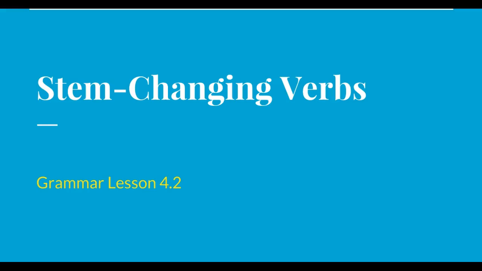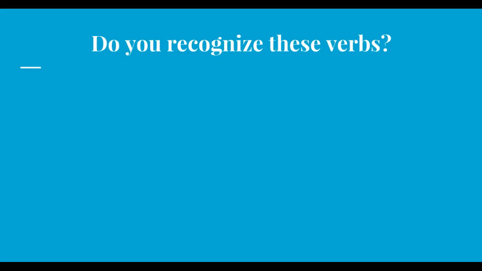Grammar Lesson 4.2, Stem Changing Verbs. Before we get started with today's lesson, you'll want to make sure you have either a highlighter or a red pen handy. If you don't have a red pen, then just grab some color that contrasts the color that you're writing with. So maybe orange or pink or purple or whatever you have.